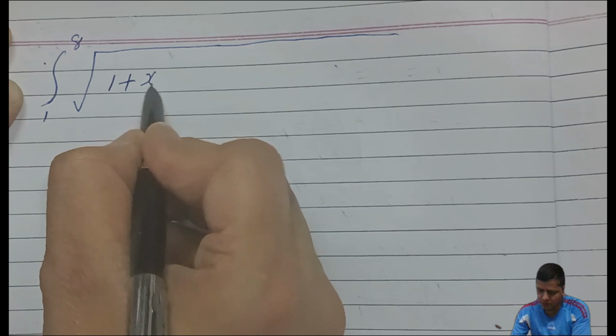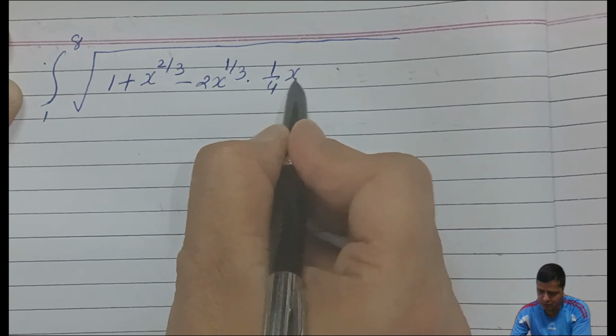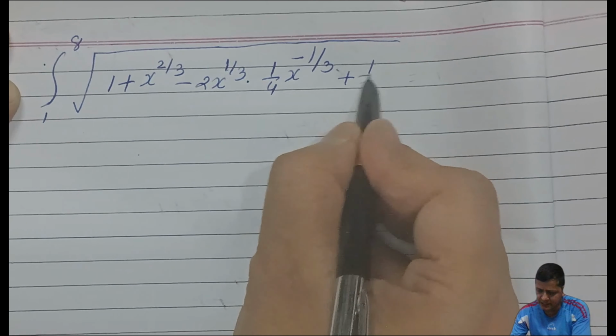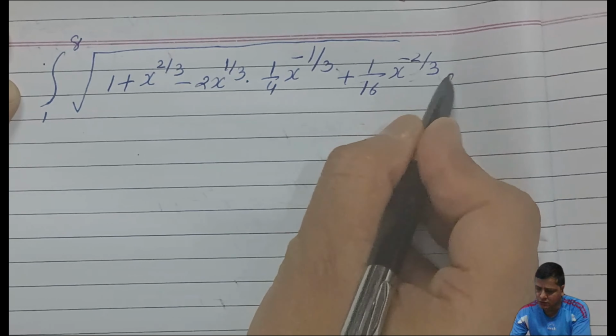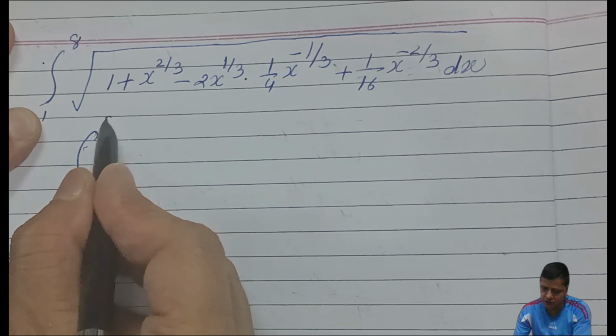So 1 plus x to the power of 2 by 3, minus 2x to the power of 1 by 3, plus 1 by 4 x to the power of minus 1 by 3, plus 1 by 16 x to the power of minus 2 by 3, dx. That's what we got earlier. Okay, so now let's go for further simplification. I wrote this step 2 times so that you can understand better here.